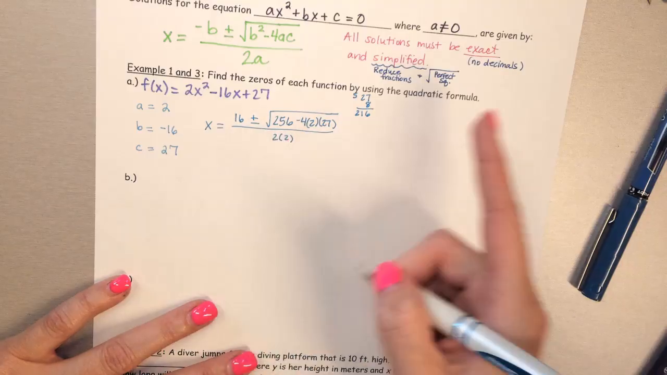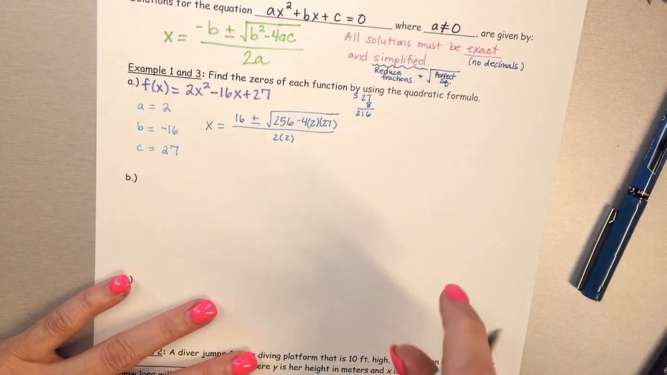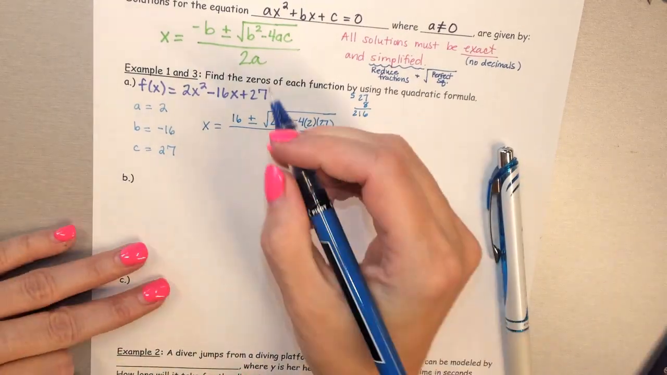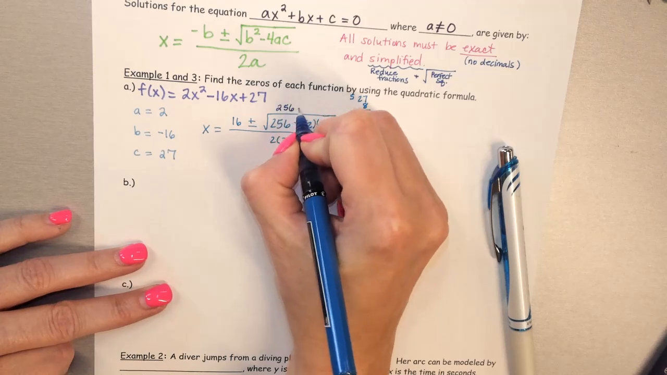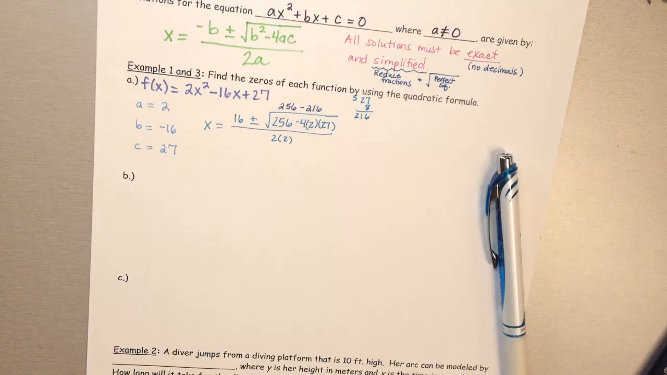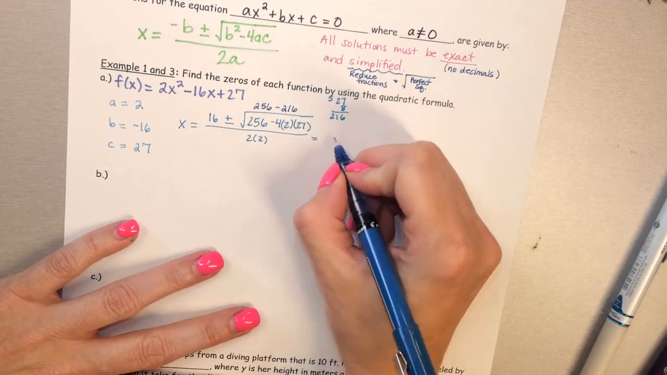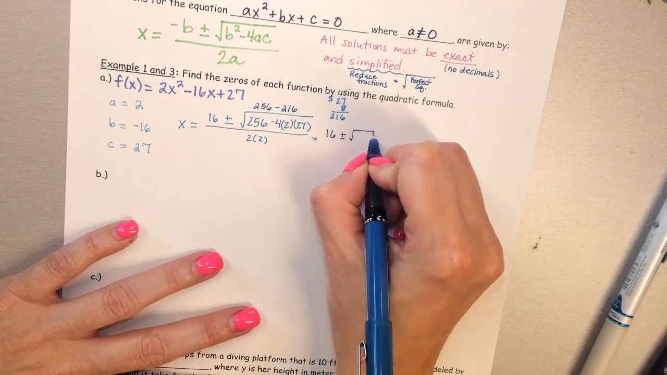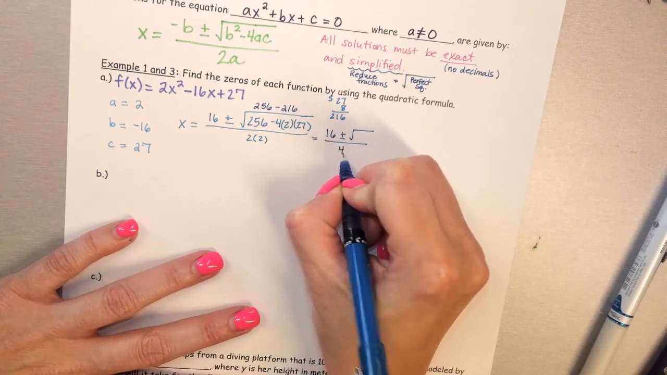Okay, and if you want to avoid rewriting this over and over again, I'm fine if on the top you write out 256 minus 216, so that when you go to the next step, you can just write the simplified version. That's fine.